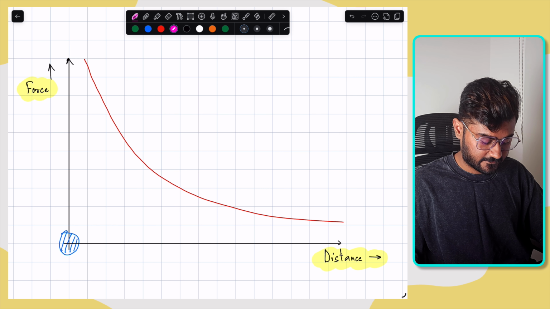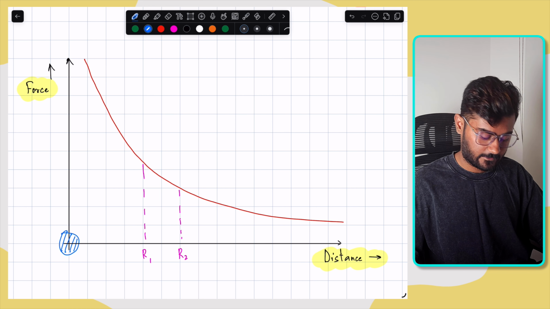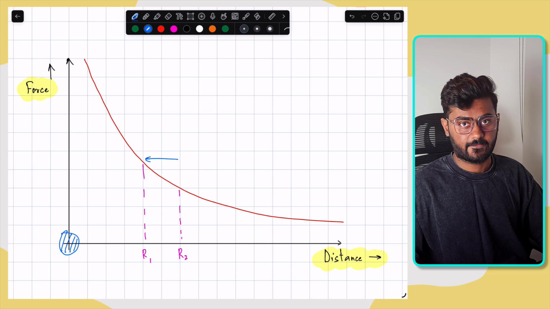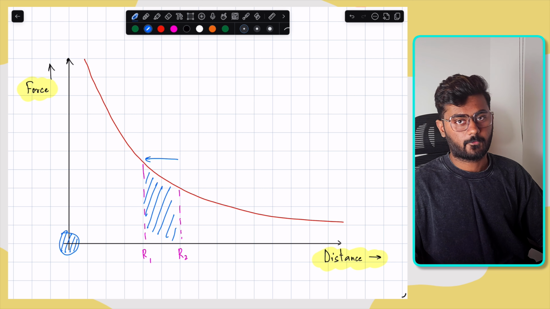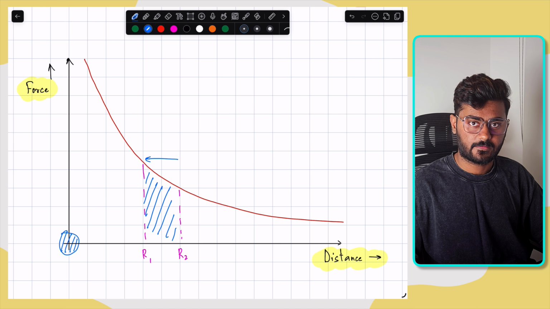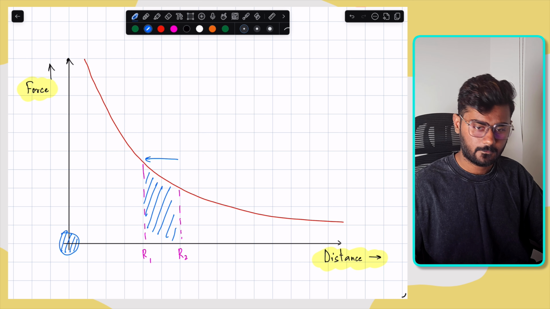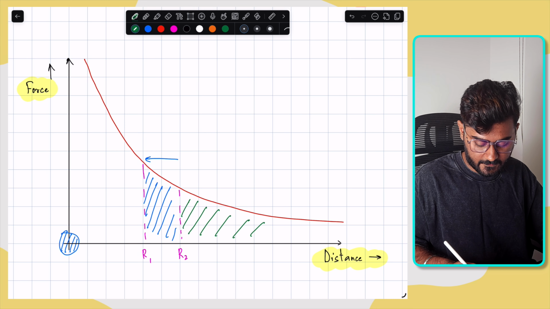If we look at this graph and ask a simple question, what is the energy required to move the atom from position R2 to R1? The answer is straightforward. It is just the area under this curve. Suppose now the question is, what is the energy required to move an atom from infinity to point R2? Then the answer is simple. It is just the area under this graph.